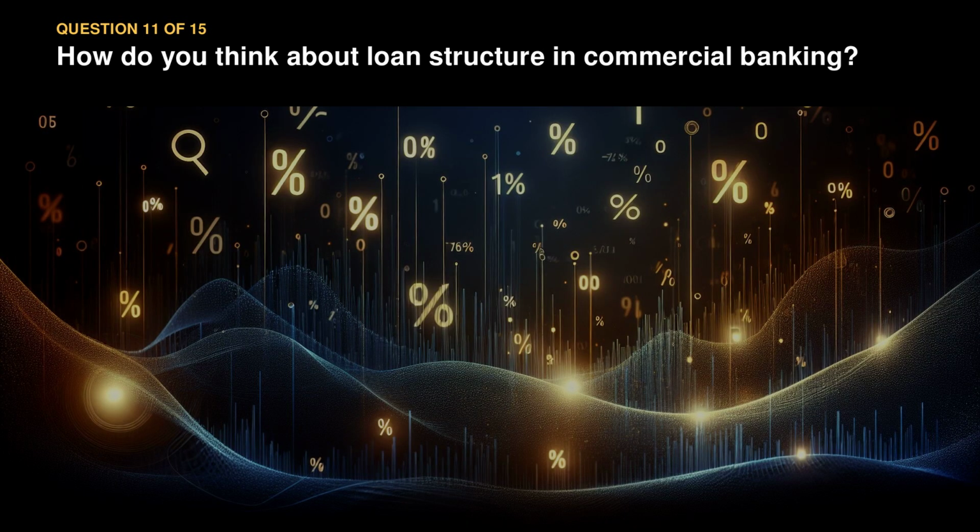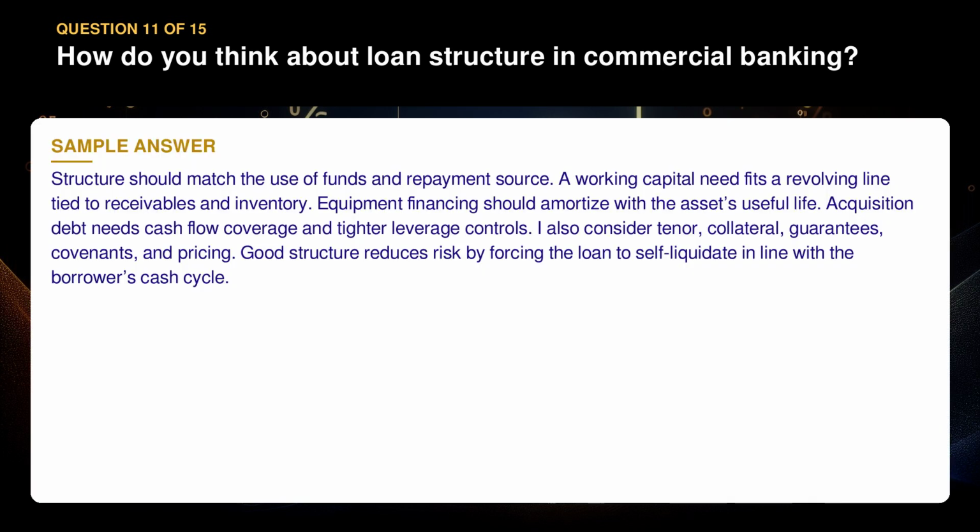Question 11. How do you think about loan structure in commercial banking? Structure should match the use of funds and repayment source. A working capital need fits a revolving line tied to receivables and inventory. Equipment financing should amortize with the asset's useful life. Acquisition debt needs cash flow coverage and tighter leverage controls. I also consider tenor, collateral, guarantees, covenants, and pricing. Good structure reduces risk by forcing the loan to self-liquidate in line with the borrower's cash cycle.